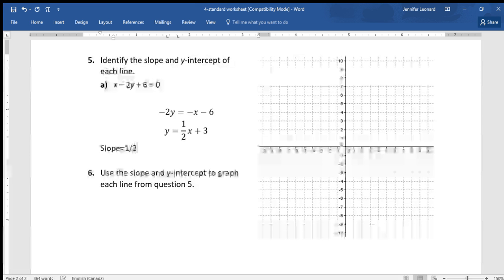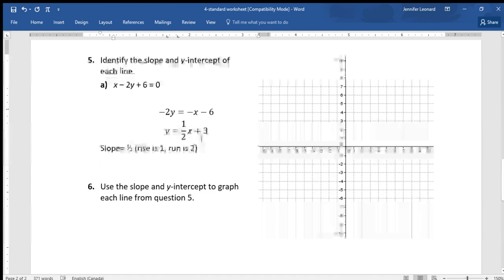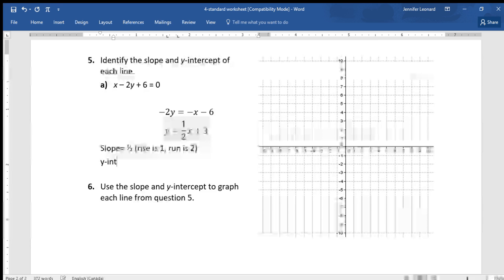Okay, and by leaving that as a fraction, it's a lot easier for us to tell what the rise and the run is. Okay, so that means our rise is 1 and your run is 2. And then y-intercept, that's our b, that's our constant term. So our y-intercept is that 3.